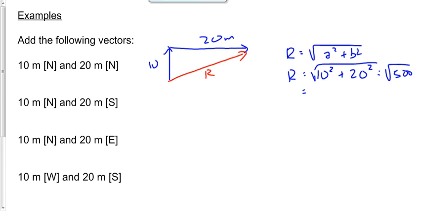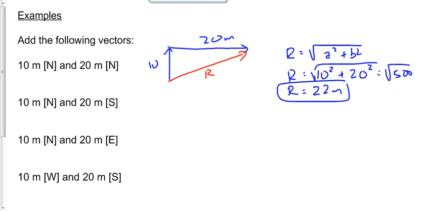22.36, which we're going to round to 2 digits and get 22 meters. Now, is that good enough? No, it's not. What have we just solved for? What is R? What's it called? The resultant vector. It's the sum of the other vectors. The sum of other vectors, the resultant vector, is a vector in itself, and a vector requires direction. So we have to indicate direction here somehow.